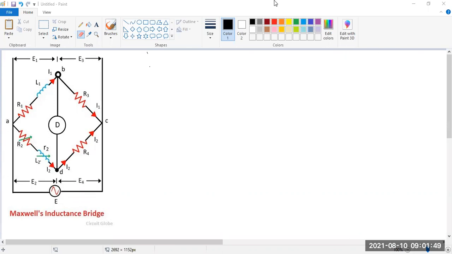Good morning, guys. Today our topic is the Maxwell inductance bridge. You have seen in previous classes the Maxwell inductance capacitance bridge, but today we are going to study the Maxwell inductance bridge. You can see in this picture, this is the Maxwell inductance bridge, and we can determine an unknown inductance by only varying the known resistance and the known inductance. No capacitance is there. So you can see this is our diagram, and we are just going to calculate it.